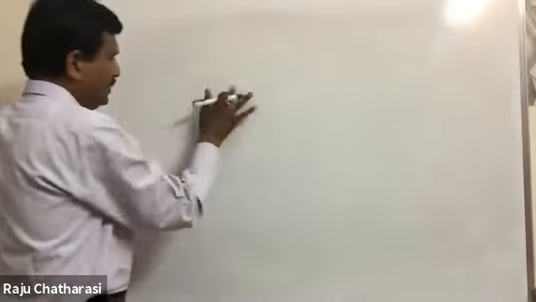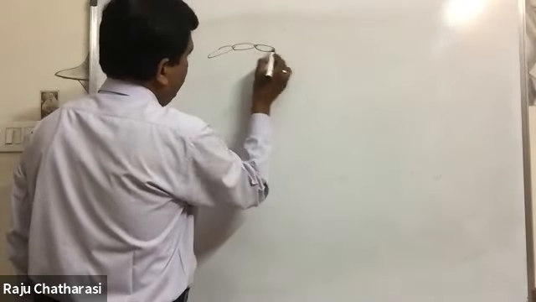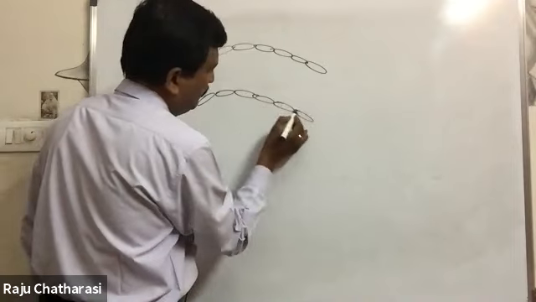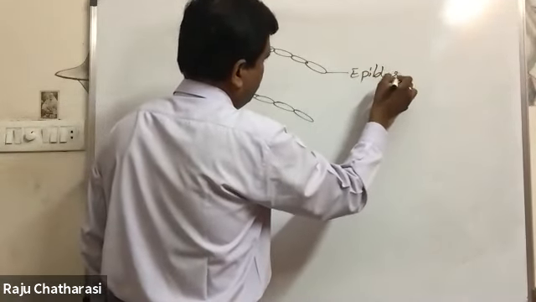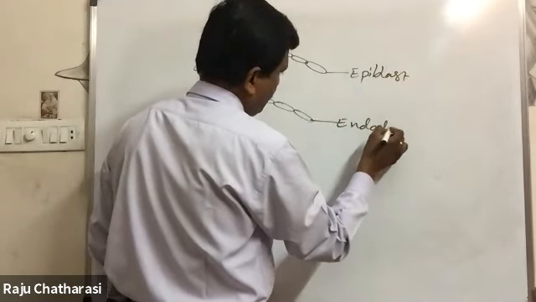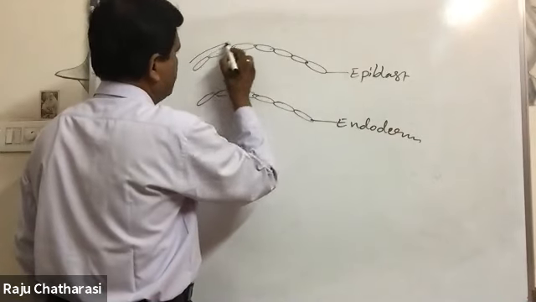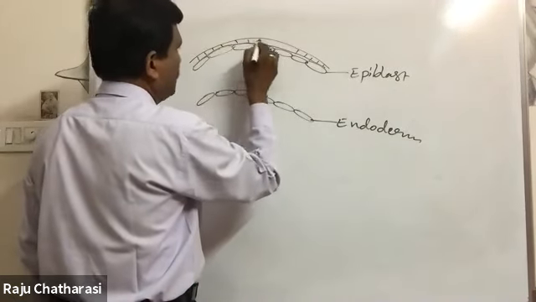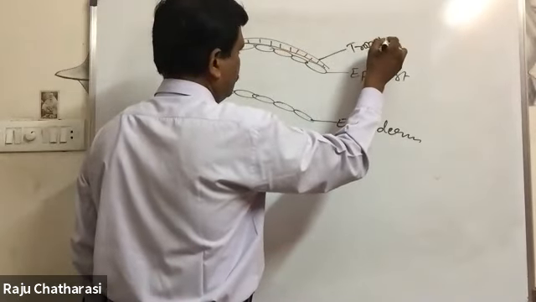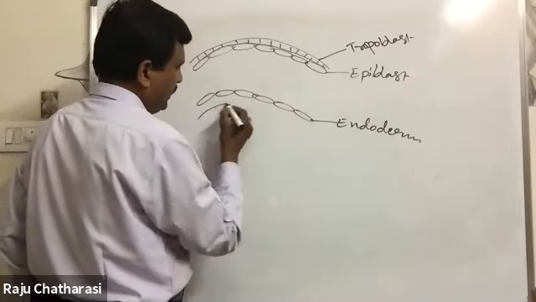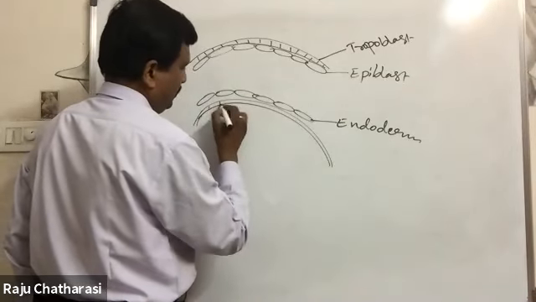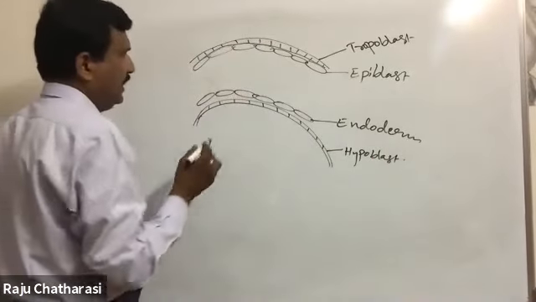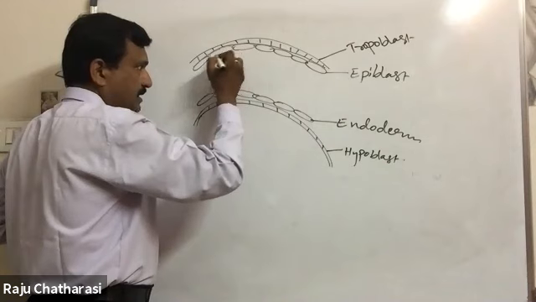Now next, say this is epiblast, and this is endoderm, epiblast, endoderm. And here this is trophoblast. Don't forget this layer, trophoblast. Next, this layer will already be there: hypoblast.